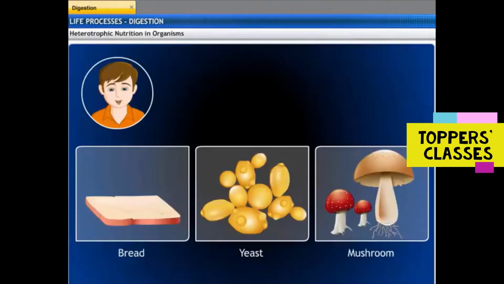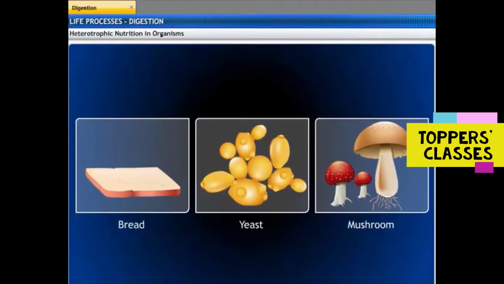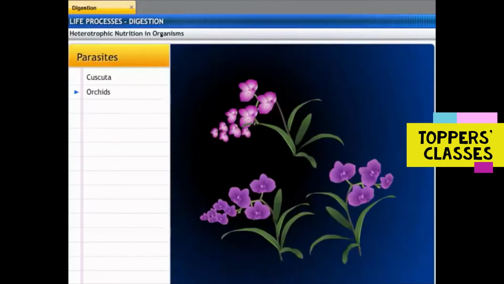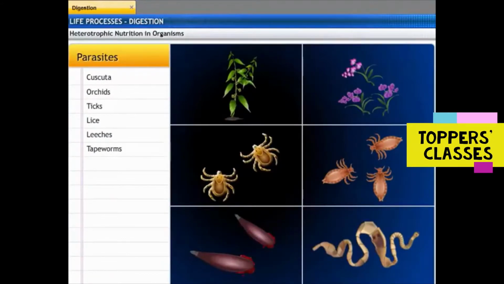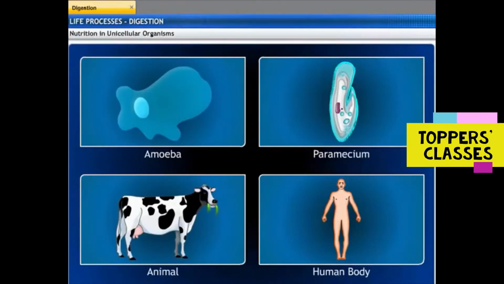Do all heterotrophic organisms take their food in the same manner? No. Different organisms obtain and ingest their food in different ways. Fungi, like bread molds, yeast, and mushrooms, break down non-living organic material outside their bodies before absorbing it. Parasites like cuscuta, orchids, ticks, lice, leeches, and tapeworms get their food from living host plants or animals without actually killing them. Let's see how animals take in complex food and break it into simpler forms inside their bodies.